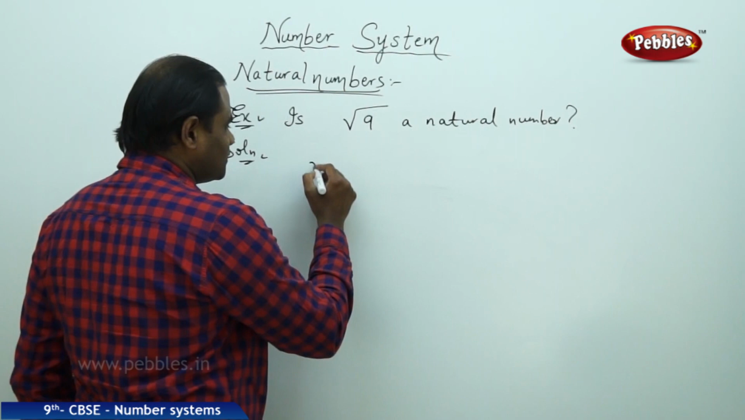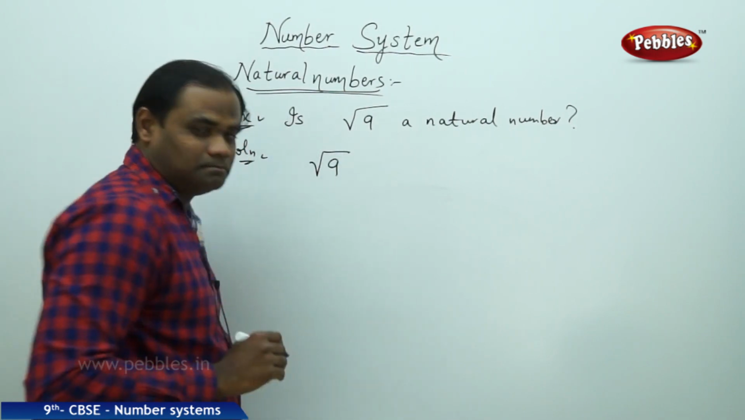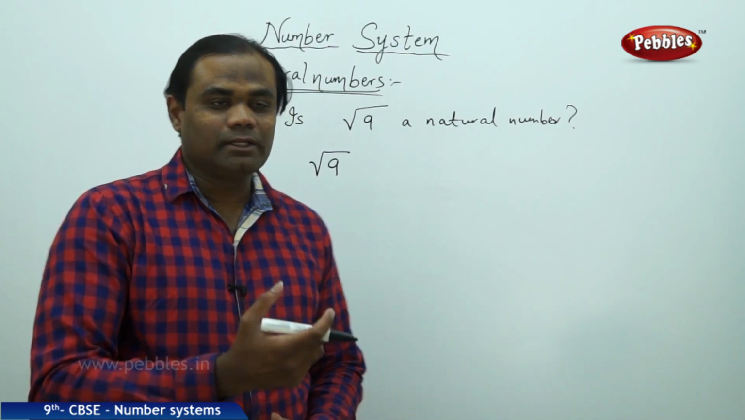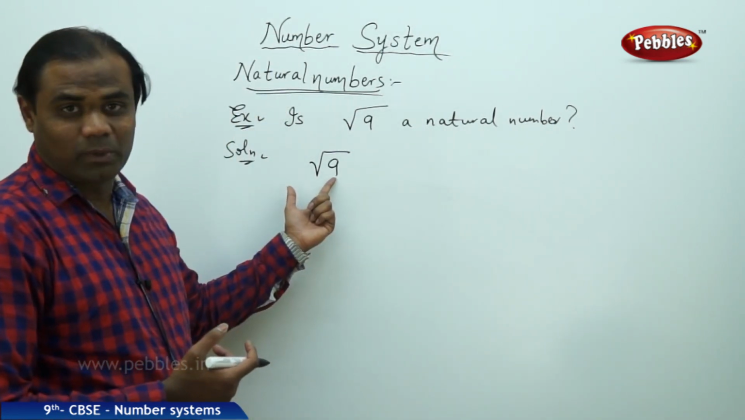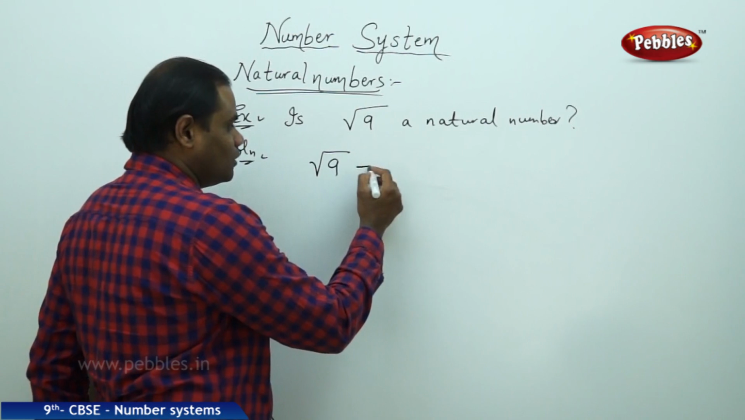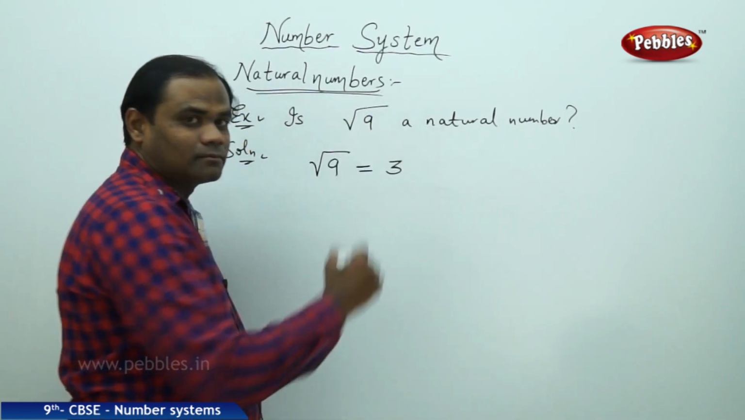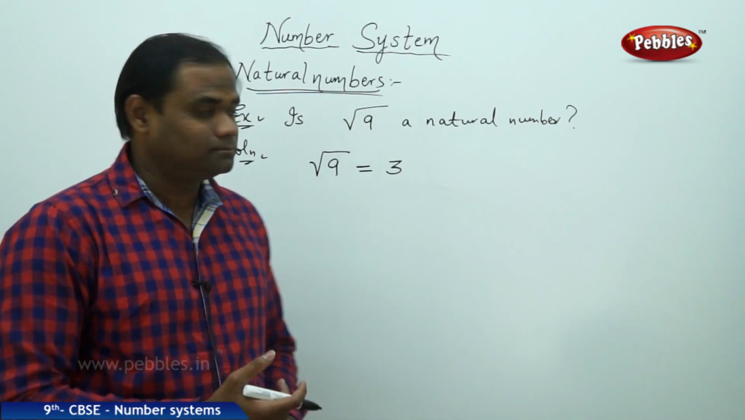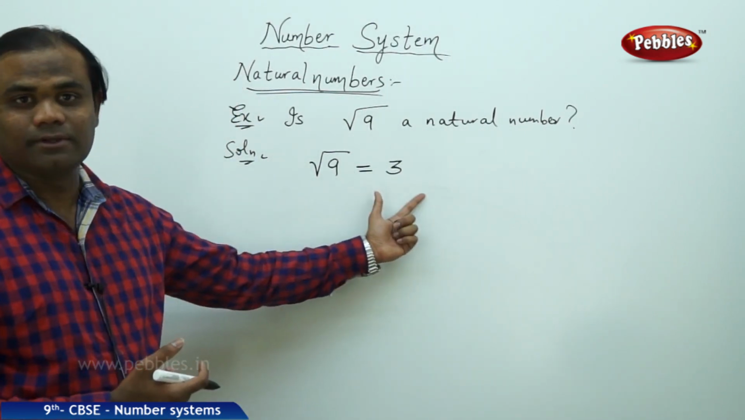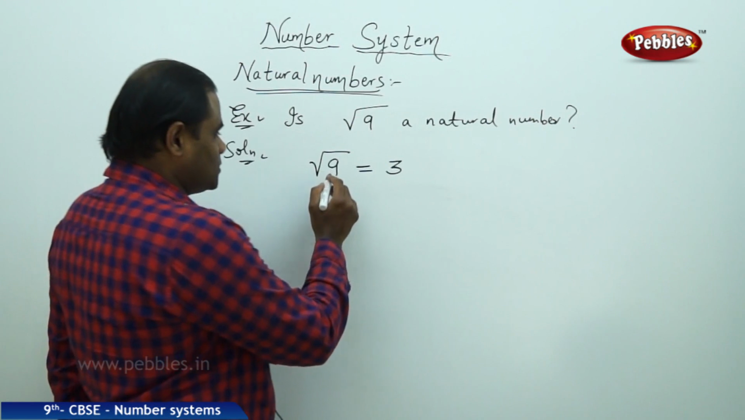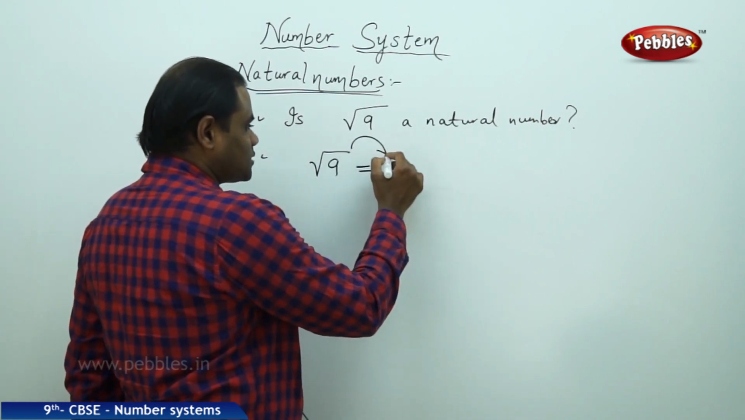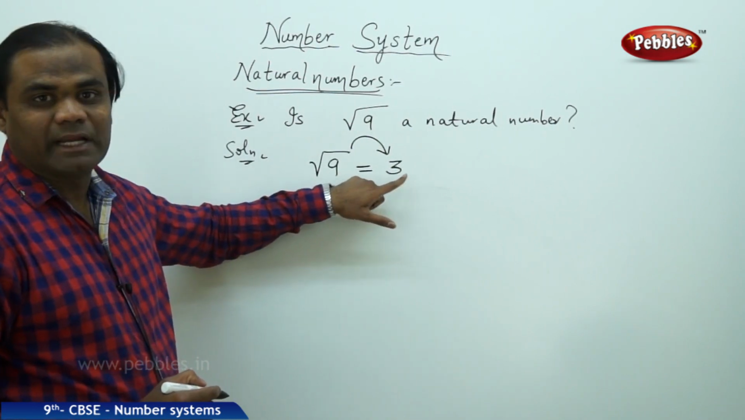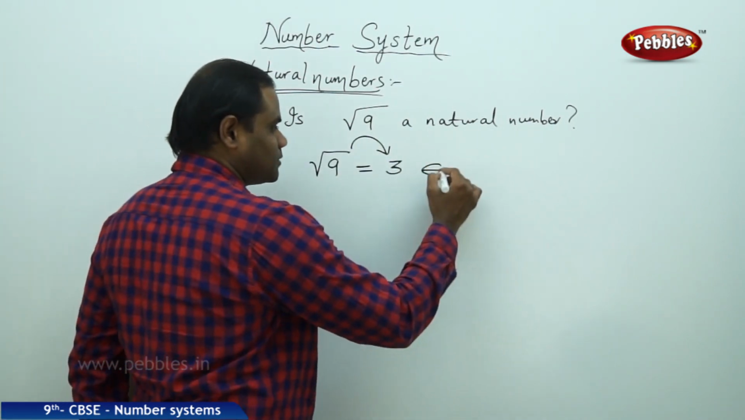Secondly, let's see if I can further simplify this to get a more simplified answer. We clearly know that 9 is a perfect square, so root 9 we all know is equal to 3. Root 4 is 2. Root 16 is 4. Root 25 is 5. And hence root 9 is 3. Now, because this can be indirectly expressed in the form 3, we understand that root 9 is equal to 3, and clearly 3 is a natural number.